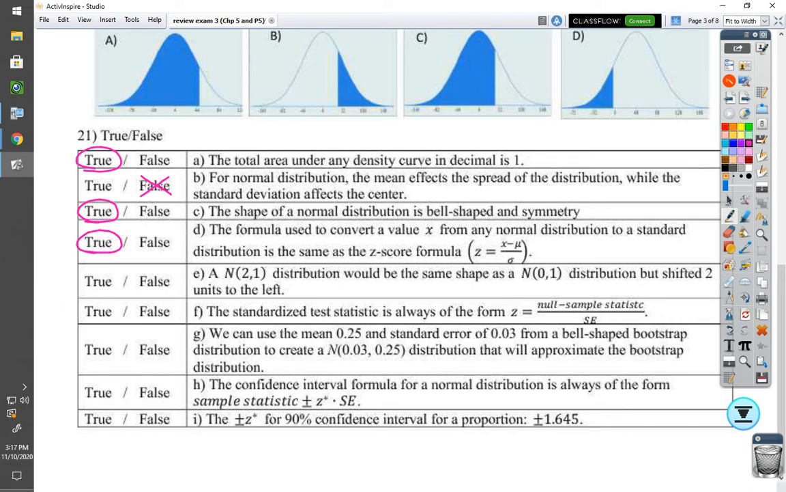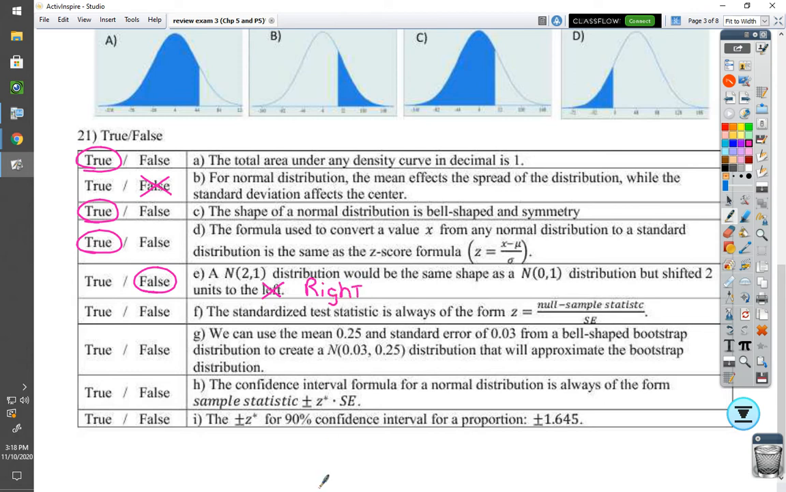Letter E: if we have an N(2, 1), the distribution will be the same shape as an N(0, 1), so you can see that the standard deviations are the same. The distribution is the same, but it will be shifted 2 units to the left. Oops, 2 units to the left is false. It's actually 2 units to the right.